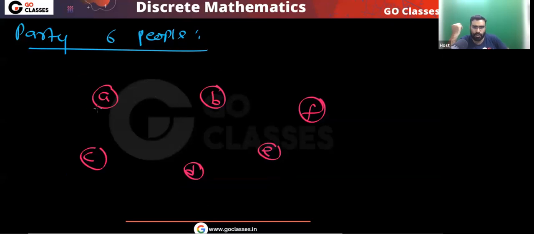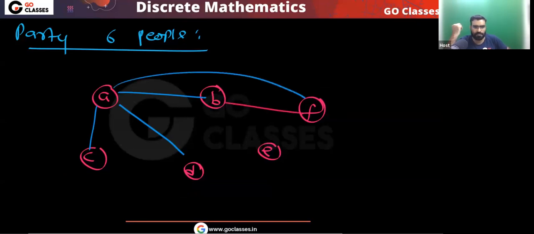For example, let's assume they are handshaking like this. Okay, now tell me here, how many handshakes is A doing? There are 4 handshakes. There is 1 handshake by C, 3 handshakes by D, 2 handshakes by E, 2 handshakes by F. And how many handshakes is B doing? There are 4 handshakes B is doing.